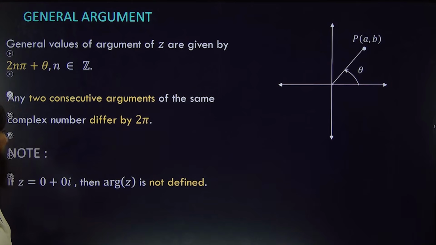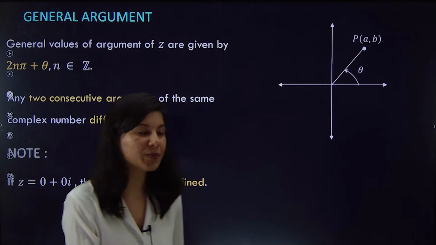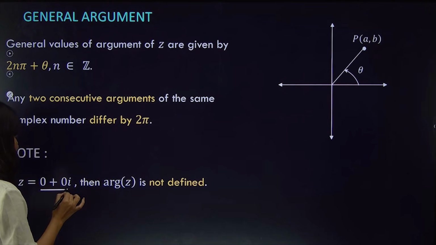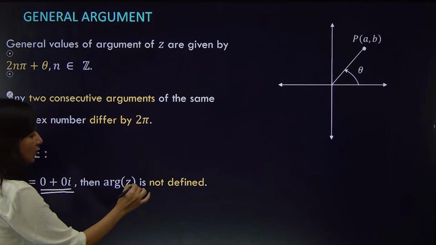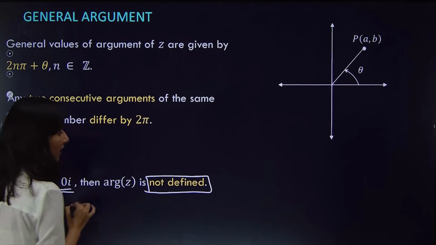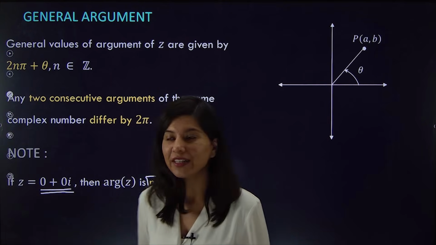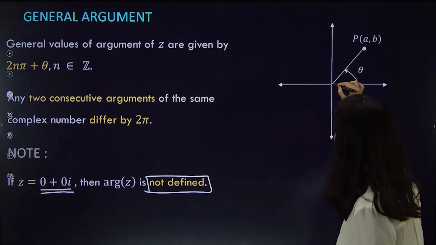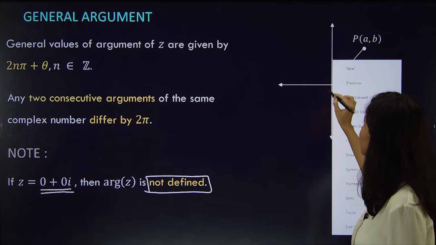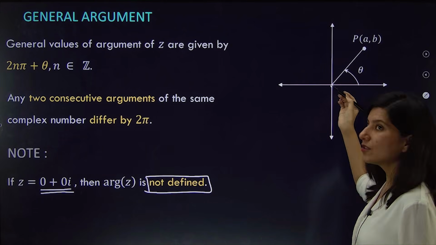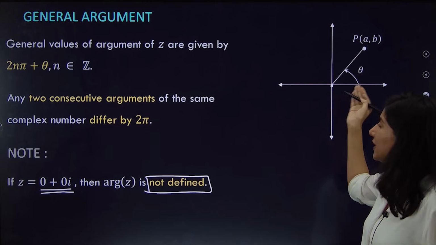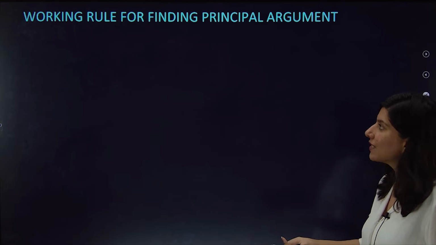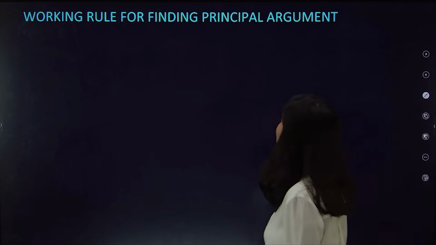All right. Now, one very interesting thing before we proceed to how to calculate argument. Argument of 0 plus 0 iota is not defined. Think about it. If it is lying here only, it has no direction, right? It has 0 modulus. So the angle of a point with the origin doesn't make any sense, so it is not defined. Now how to find out principal argument?